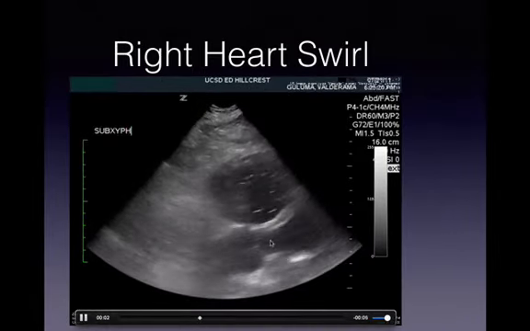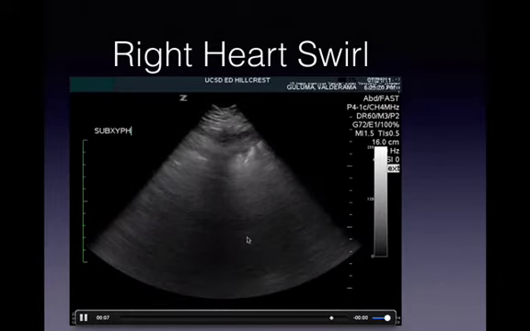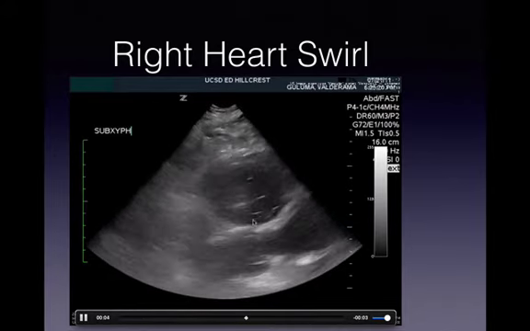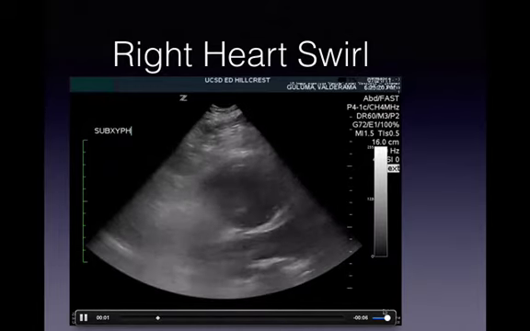Here's an example of right heart failure, and again we see this swirling in the heart right in here, which signifies a very low ejection fraction, and that's a dilated chamber in the right ventricle.